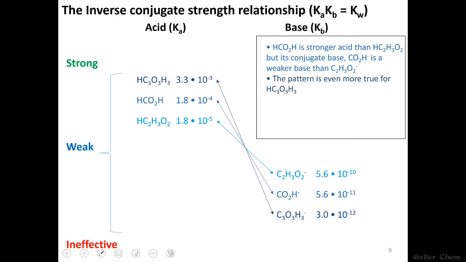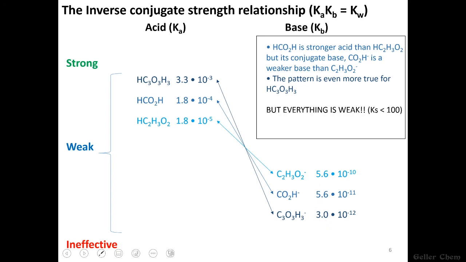If we did another example, HC3O3H3, our Ka is even larger than formic acid's, and the corresponding conjugate base has an even lower Kb than formic acid's conjugate, formate ion base. And so this is what I mean. As a weak acid's Ka goes up, or its strength goes up, its conjugate weak base's Kb, or strength, goes down. And so we do have this inverse relationship.